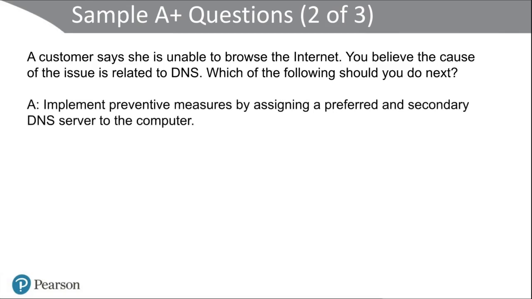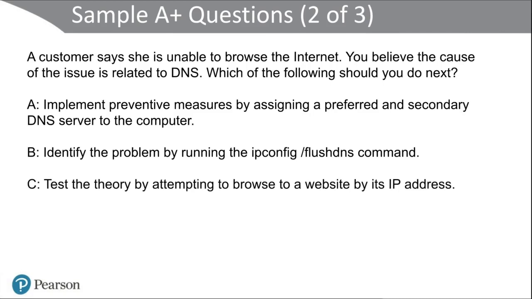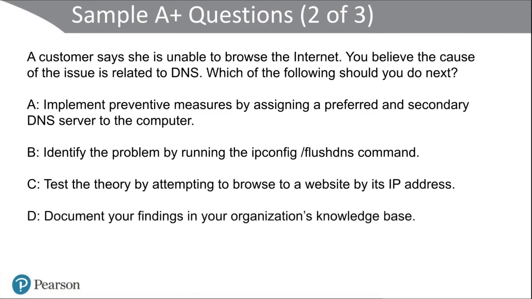A. Implement preventive measures by assigning a preferred and secondary DNS server to the computer. B. Identify the problem by running the ipconfig /flushdns command. C. Test the theory by attempting to browse to a website by its IP address. Or D. Document your findings in your organization's knowledge base.